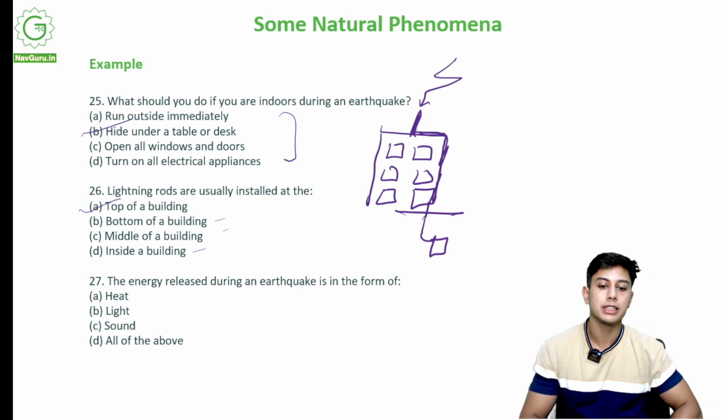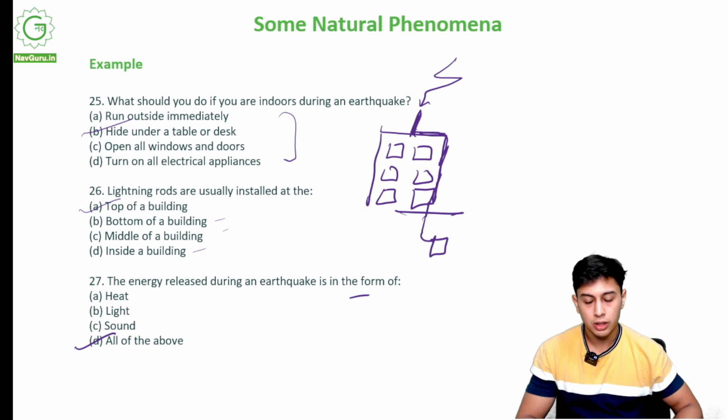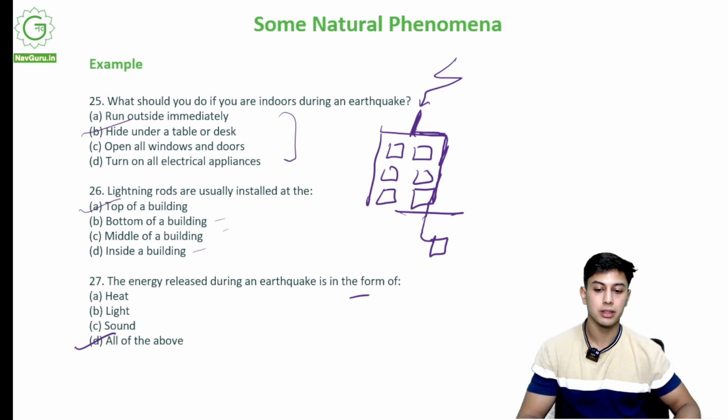The energy released during an earthquake is in the form of heat, light, sound, or all of above. Answer: all of above. Heat is also released from the earth, light, sound, all of these from the earth.